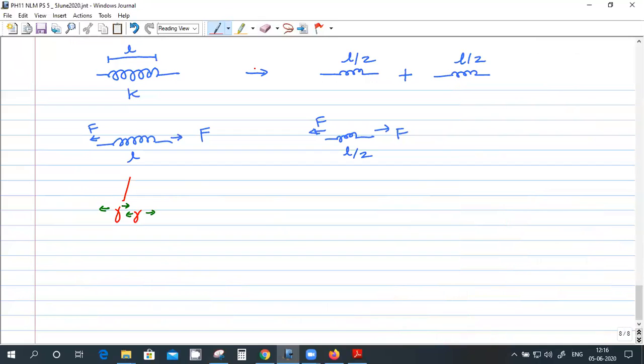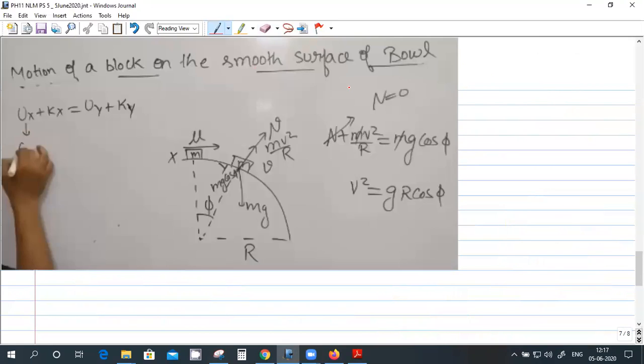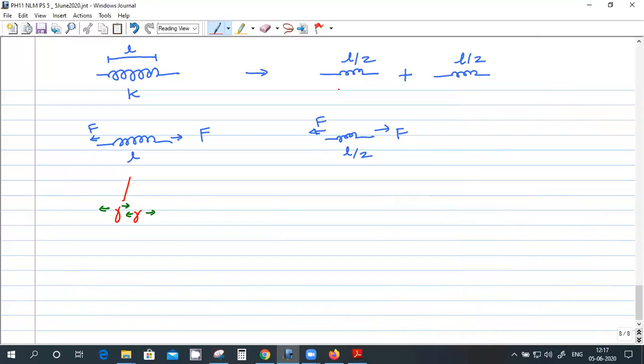Okay, suppose I take a spring constant K, and I split it into two parts. What is the spring constant of this one? Each one of them, both will be same, both are equal. Suppose I call this K1. How is K1 related to K?